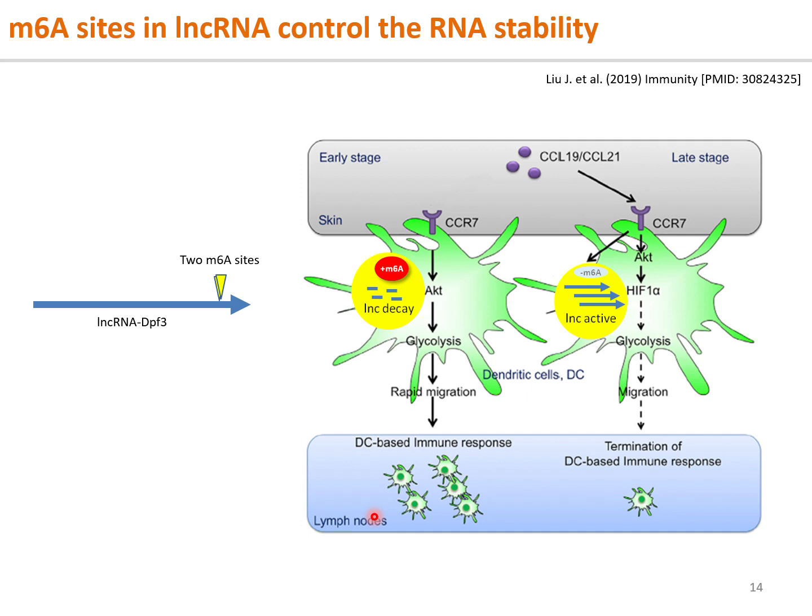Just as m6A can regulate mRNA decay, m6A can regulate lincRNA stability. In dendritic cells, CCR7 chemokine receptor activates m6A demethylation in lincRNA DPF3 and prevents lincRNA DPF3 from degradation. LincRNA DPF3 inhibits hypoxia-inducible factor HIF1 alpha glycolysis, dendritic cell migration to lymph nodes, and termination of dendritic cell-based immune response.